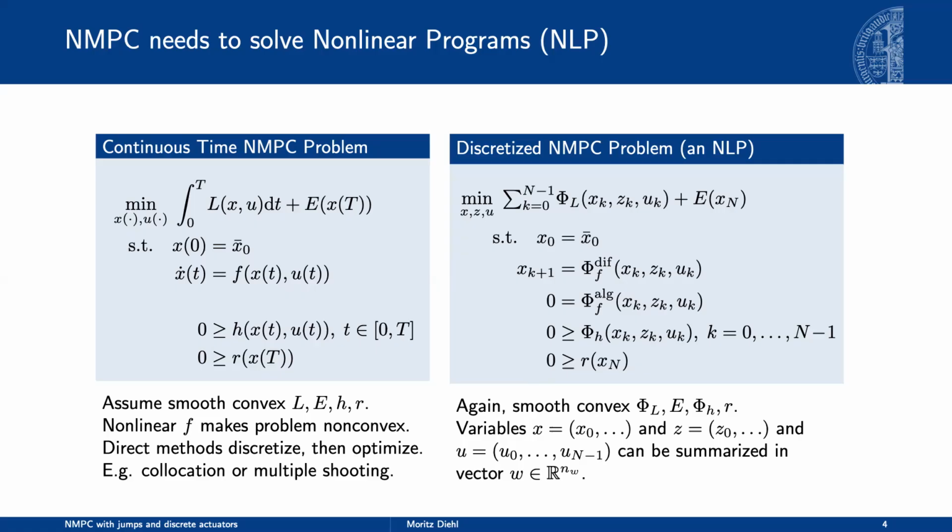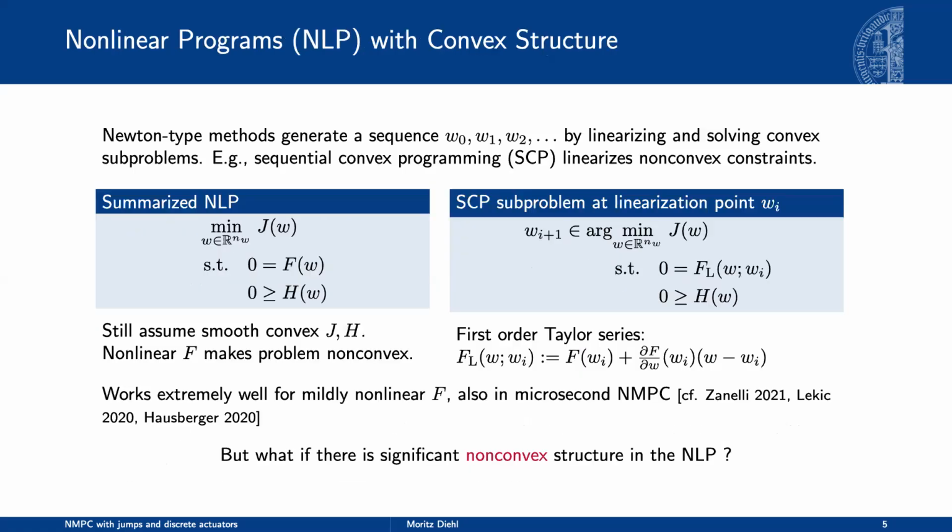And yeah, because the x is now the states, I summarize all variables in the vector that I call W now, right? So W is now all the optimization variables together. And now I'm back in the NLP world, safe. And what Newton-type methods do now is they generate a sequence of iterates in this big space W by linearizing and solving convex subproblems typically, right? And one method that we like a lot is the so-called sequential convex programming method, SCP, where we really strictly follow the philosophy that we only linearize what is non-convex, namely, in this case, the dynamics.